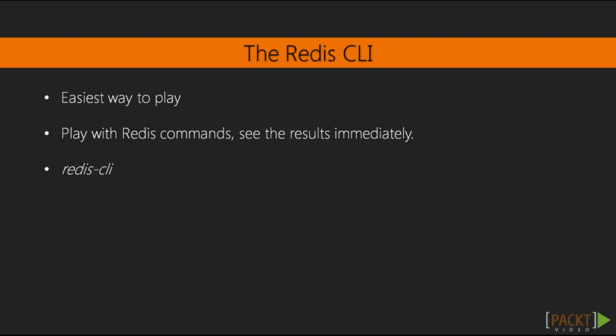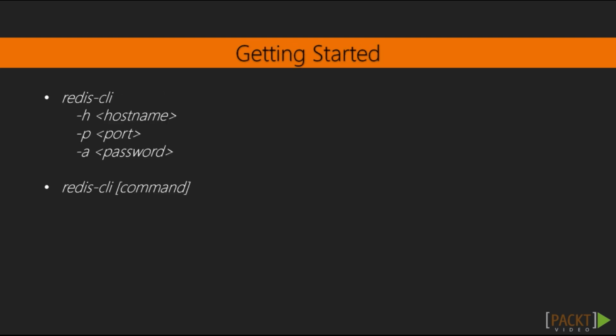The Redis CLI is the quickest and easiest way to interact with your database. It allows you to interactively issue the same commands that you will ultimately use in your applications, and then see the results of those commands immediately on your console. And to start it, we just have to run redis-cli.